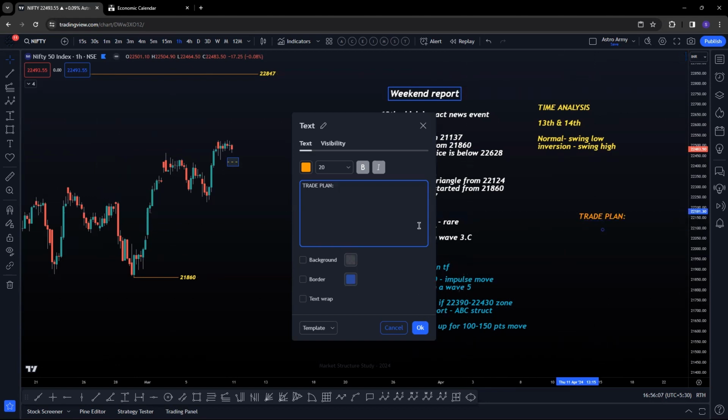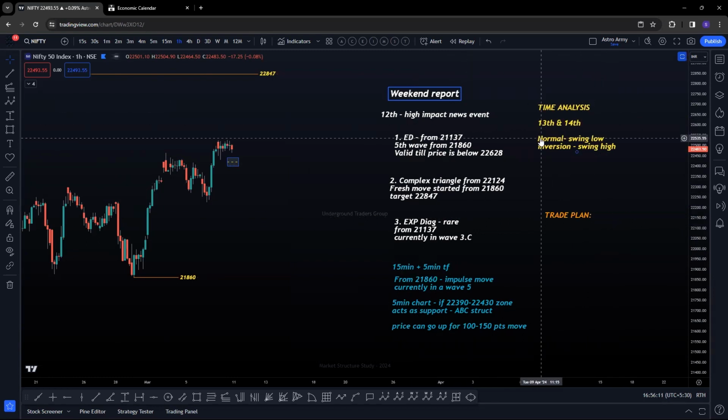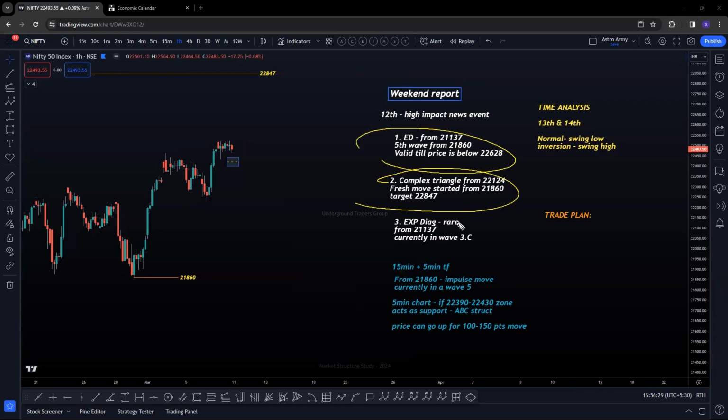Now you're combining what? You're combining your time and price. So time, 13th and 14th is important. Before that, you're looking for what? Either a dip in the market and to play 100 points, 150 points up move. So in that case, no matter what your higher time frame structure is, you have to look at the lower time frame also, right? This is how we combine multiple time frame analysis, right? So what am I doing? I'm looking for a long opportunity.